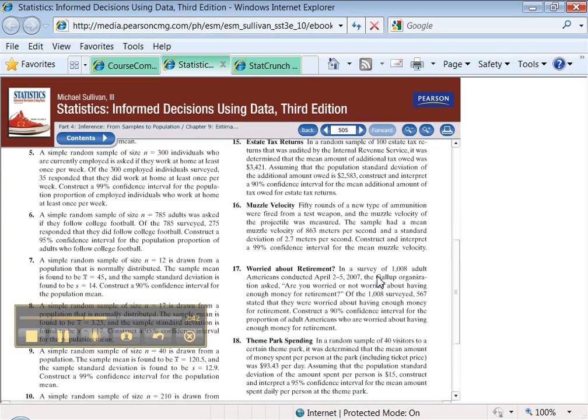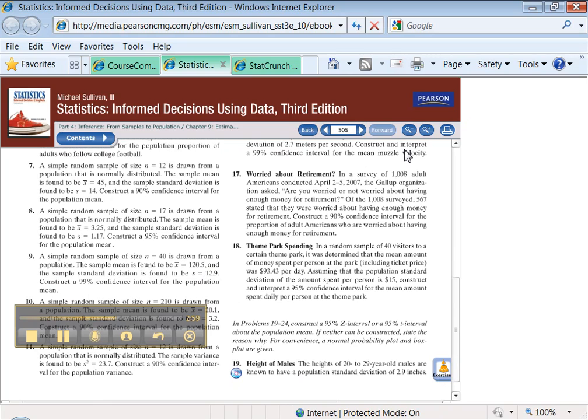17, I can already tell you what this is. See the Gallup poll? If it's a poll, that's proportions. That's 9.3. It even tells you construct a confidence interval for a proportion. If they don't give you standard deviation anywhere in the problem, that's a proportion question. So that's a 9.3 problem.